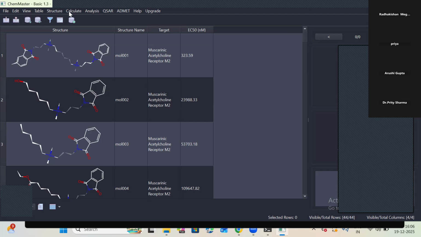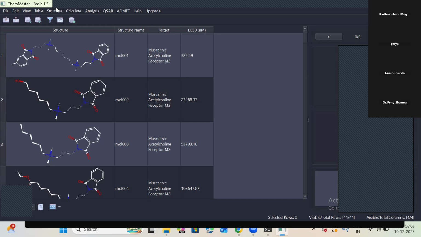Okay. Now we're going to scale the activity. Why we want to scale the activity: here the EC50 value is mentioned, and the EC50 value is in a wide range. To improve the model performance and linearity, we want to convert this data into a log scale.